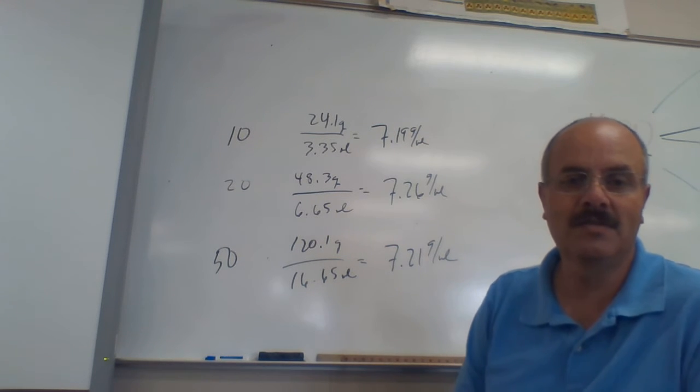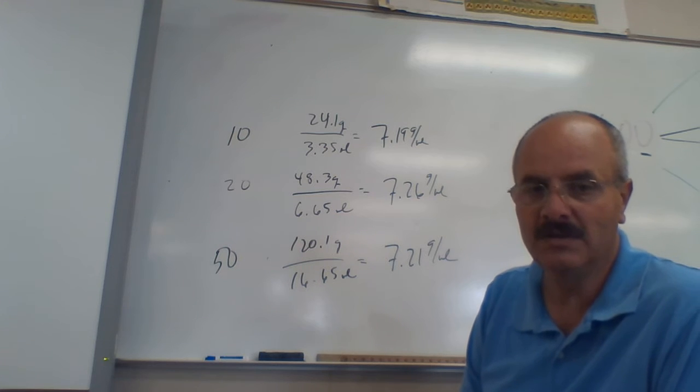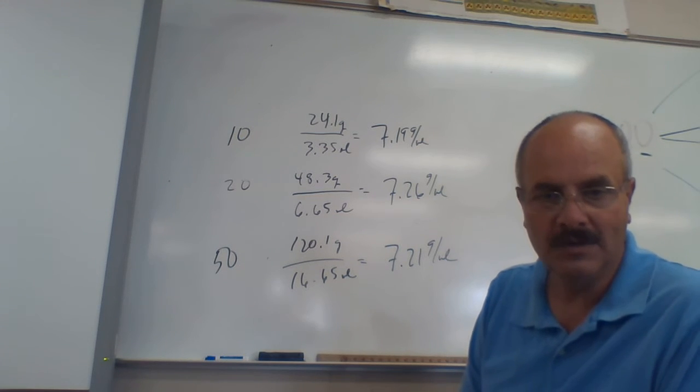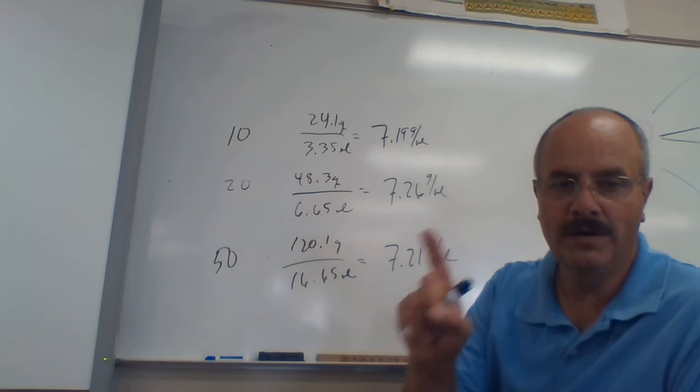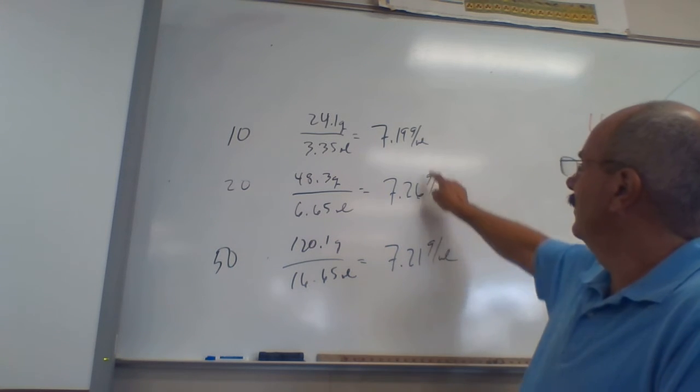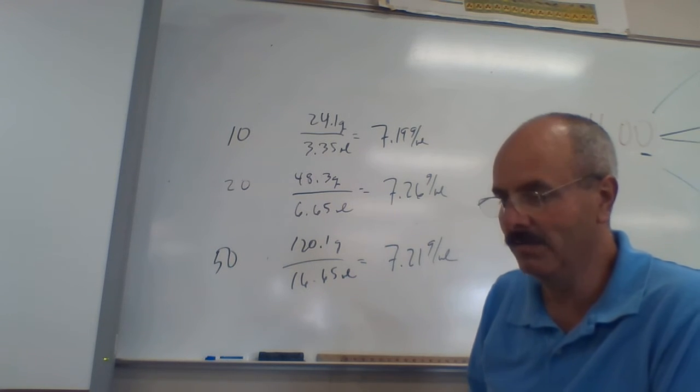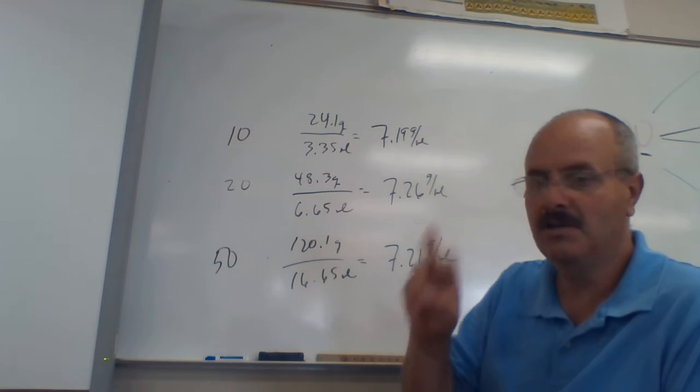So it doesn't matter. If we had 1,000 washers, it would still be about 7.2 because we're always comparing it back to 1 milliliter. And that again is why we have that milliliter on the bottom. It's really just over 1 milliliter. All right, so that was question number 2.